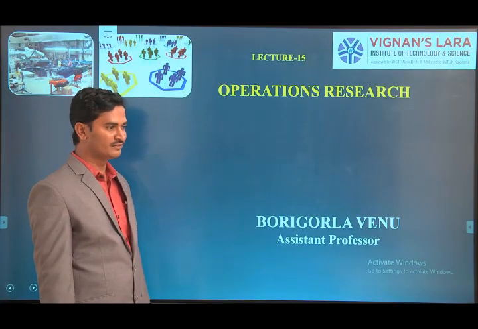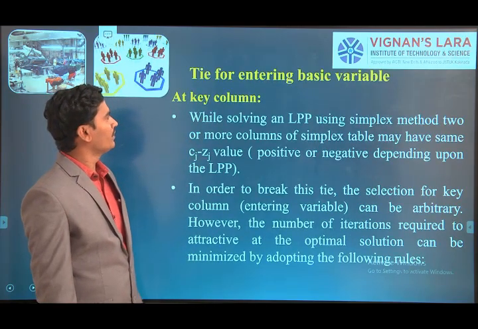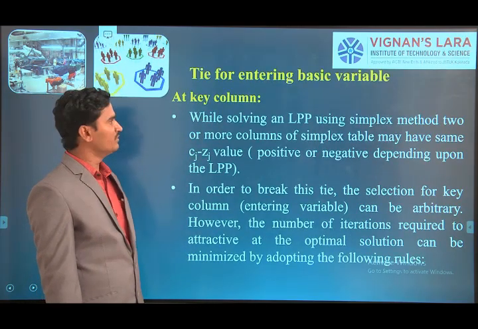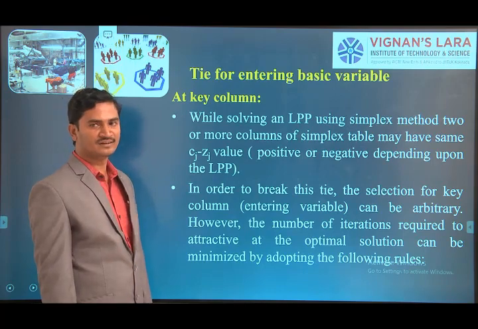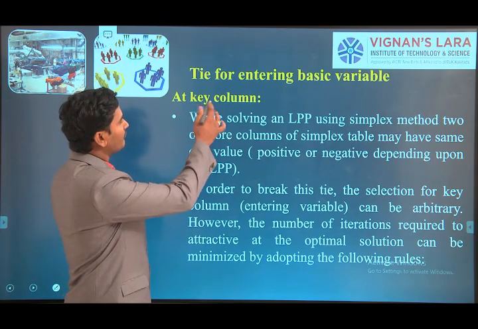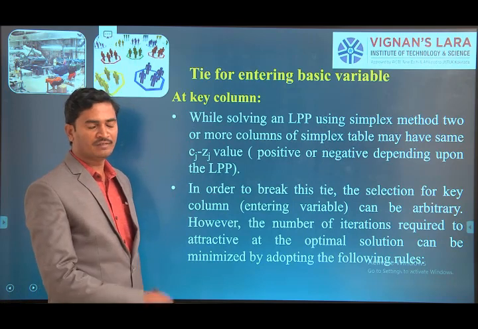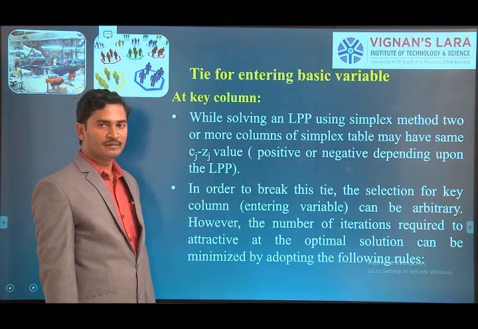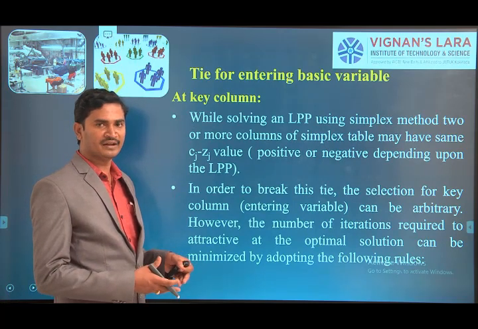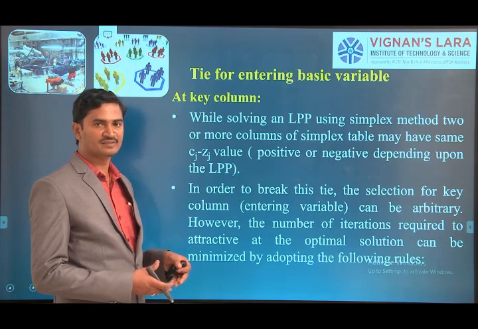Today we are going to discuss ties for entering and leaving basic variables. It is also called degeneracy. Coming to the first one, ties for entering basic variables. What are the basic variables? Basic variables are the variables we take at the initial table as the starting basic variables.